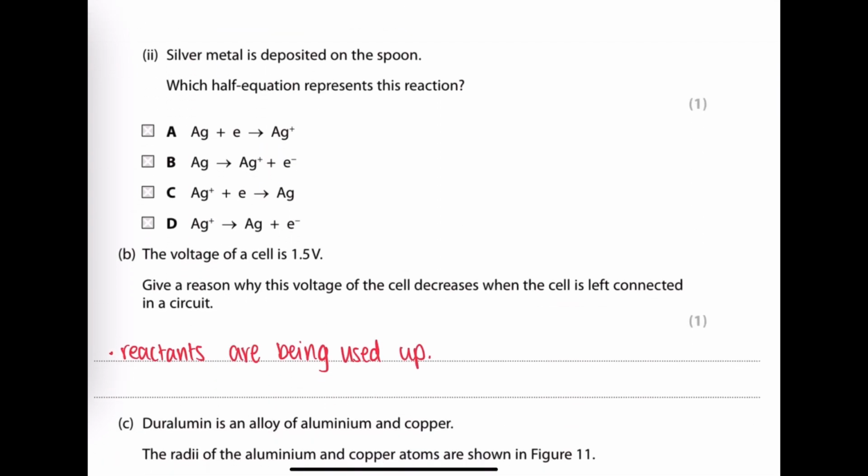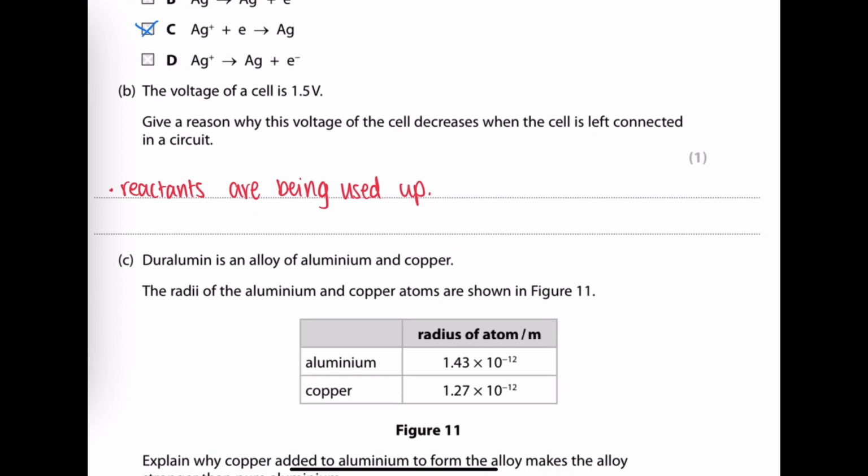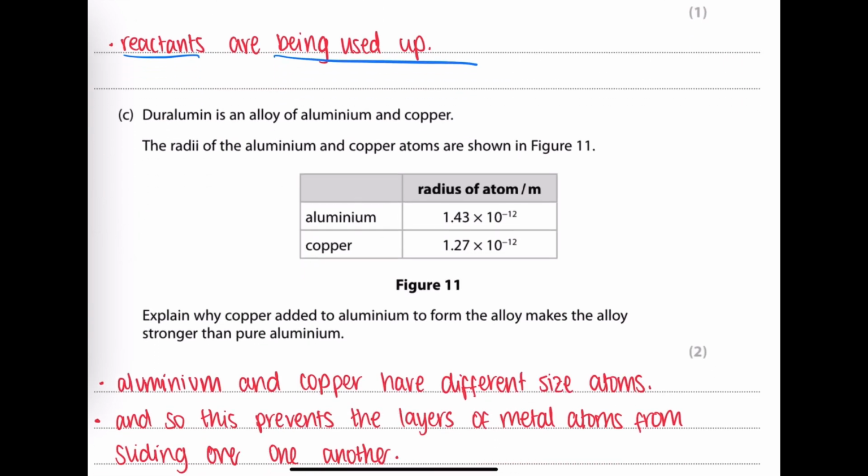2i. Silver metal is deposited on the spoon. What is the half equation that represents this reaction? This also is C. B. The voltage of a cell is 1.5 volts. Give a reason why the voltage of the cell decreases when the cell is left connected in a circuit. The reason why is because the reactants are being used up.